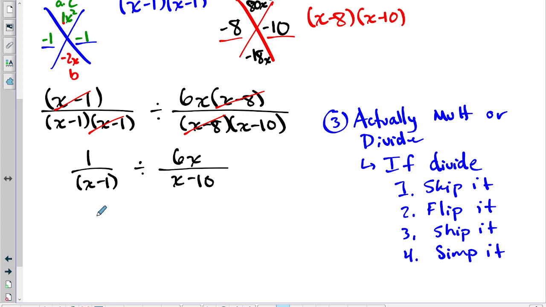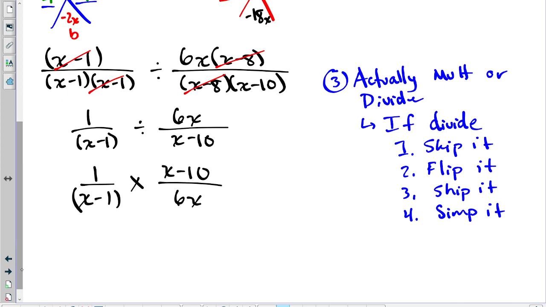So really, this becomes 1 over x minus 1. And then ship it means multiply. So dividing by a fraction is the same as multiplying by its reciprocal, or the opposite. Okay, and then actually ship it. So that means just multiply this out, meaning multiply top to top, bottom to bottom.